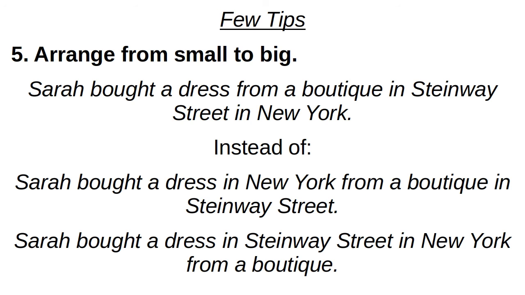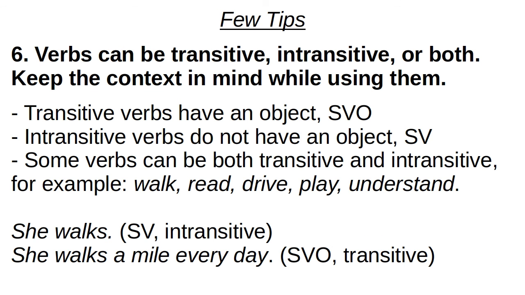Clear? Okay. Well, with verbs, you have to remember that they can be intransitive, they can be transitive, or they can be both. For example, she walks. Now, walks here is a verb, but it is an intransitive verb because it does not have an object. We can add the object and say, she walked a kilometer yesterday, or she walks a mile every day. Let us say she walks a mile every day. Now she is the subject, walks is the verb, a mile every day is the object. But the verb is transitive here because it has an object.